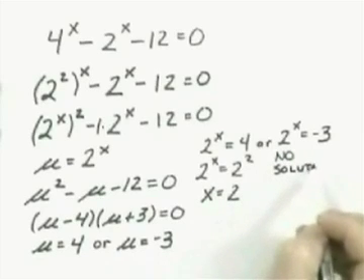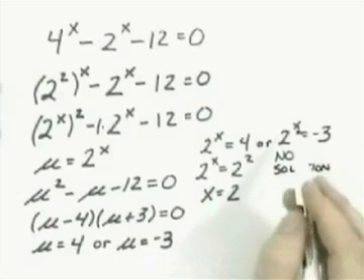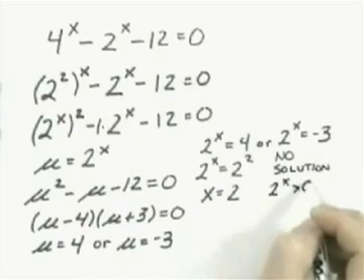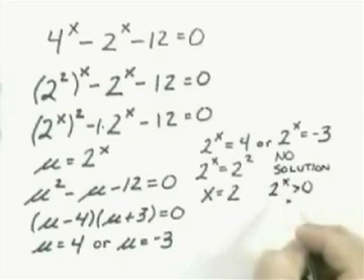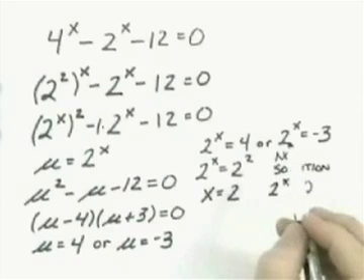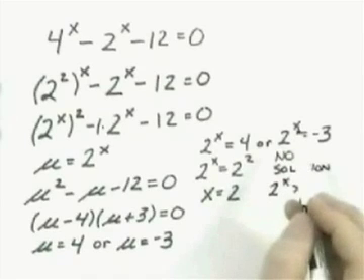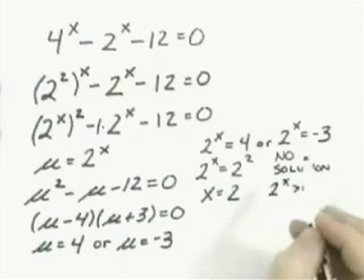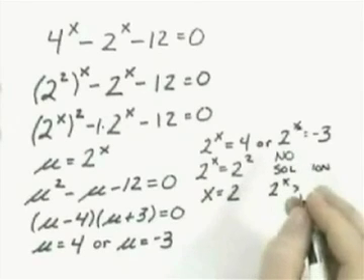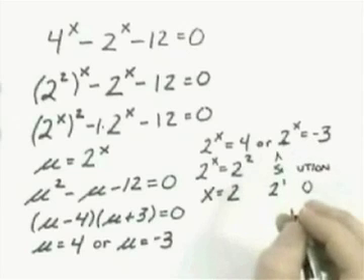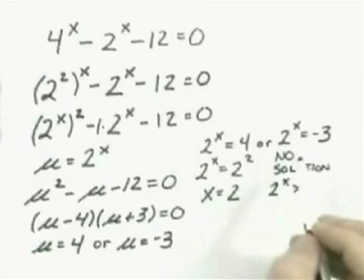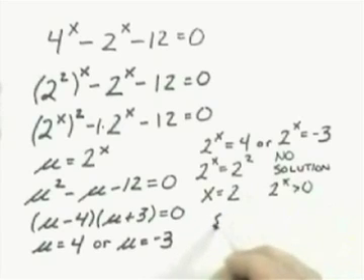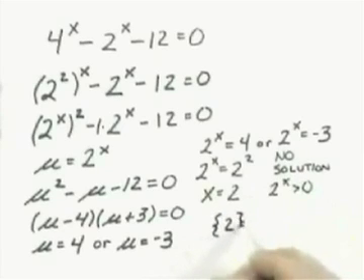And the reason it has no solution is because 2 to the x is positive for all real values x. You should remember that because the range of the graph of y equals 2 to the x power was all positive real numbers. So again, whenever you have 2 to the x equals any kind of negative number, or really a to the x equals a negative number, you're going to have no solution. So our solution set to this problem is 2.